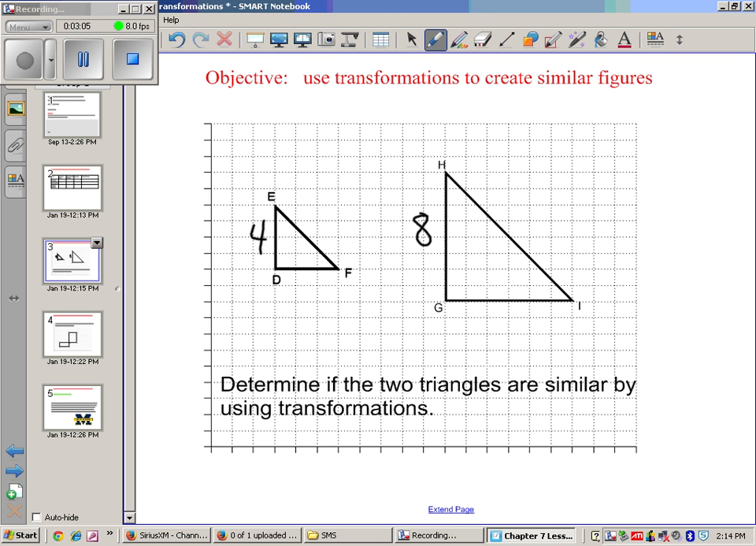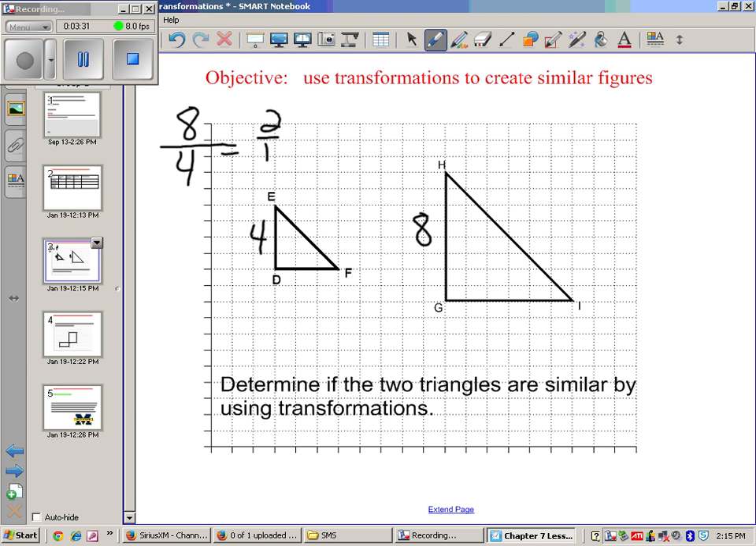That is size 4. So basically we're going to do a ratio, or scale factor, to see if they are similar on all sides, if we have the same scale factor for all three sides. We're going to take our big triangle and put it on top. So 8 over 4, if we divide that out, it's 2 over 1. Okay, so that's our ED side.